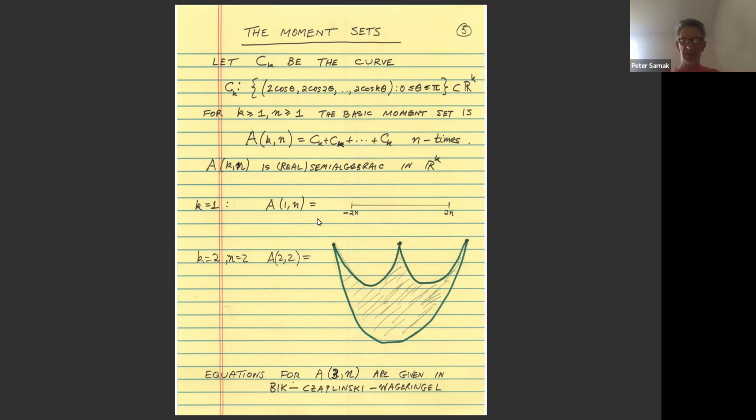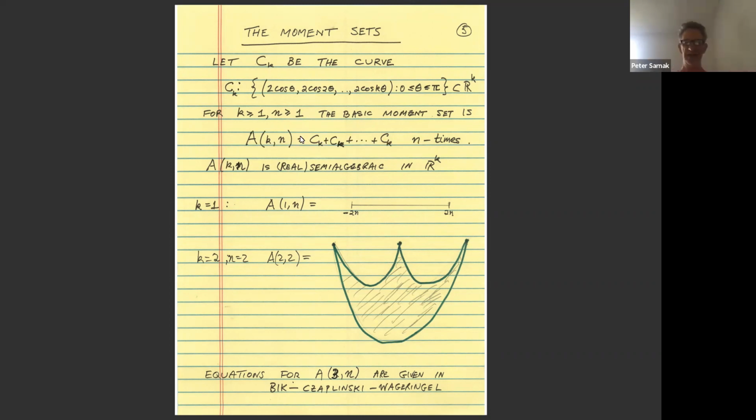So we take k dimensions, as we've just discussed, and we take the curve C_k, which is this moment curve, (2 cosine theta, 2 cosine 2 theta, up to 2 cosine k theta), which is a curve in R^k, when theta, this compact curve, is between 0 and pi, which of course is related to our problem. And for k greater than or equal to 1 and n greater than or equal to 1, we form the following subset of R^k. We add C_k n times, and we get a subset of R^k. And the problem we're studying here is all about understanding a point in the sum and trying to understand what the coordinates that lead up to that sum are.